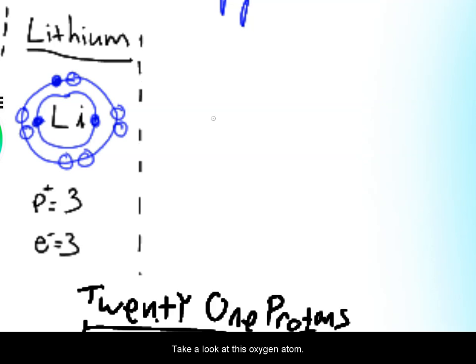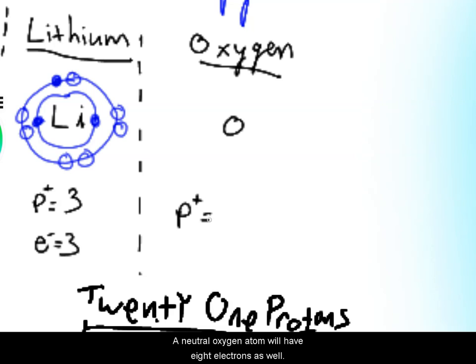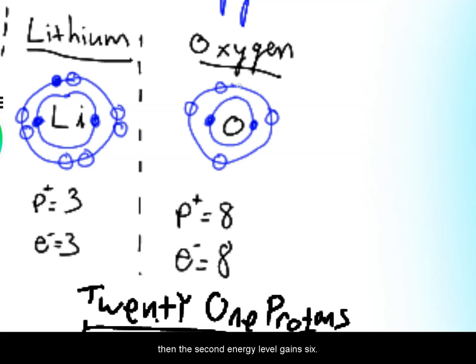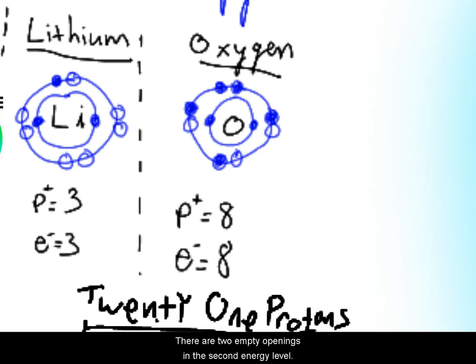Take a look at this oxygen atom. Oxygen's atomic number is 8. That means it has 8 protons. A neutral oxygen atom will have 8 electrons as well. The first energy level fills up with 2 electrons, then the second energy level gains 6. There are 2 empty openings in the second energy level.